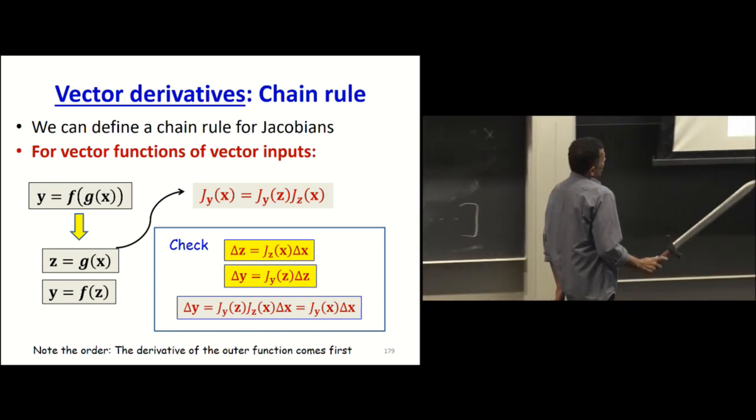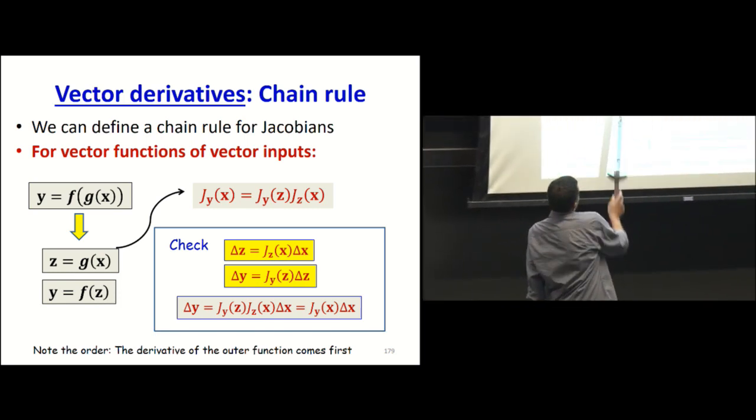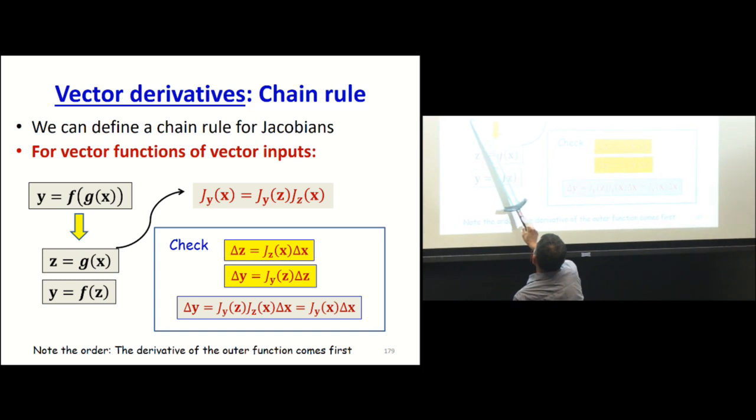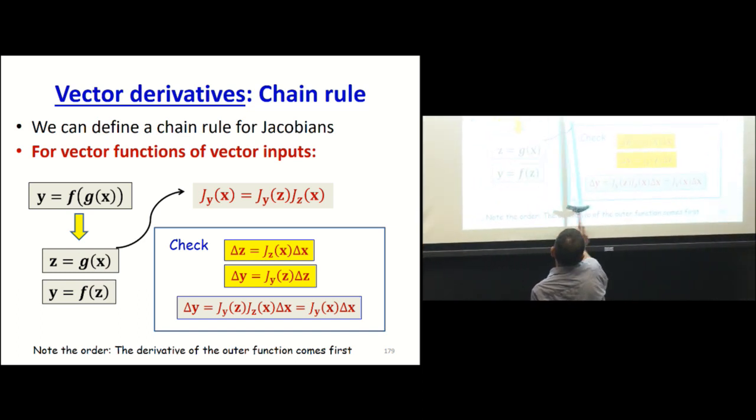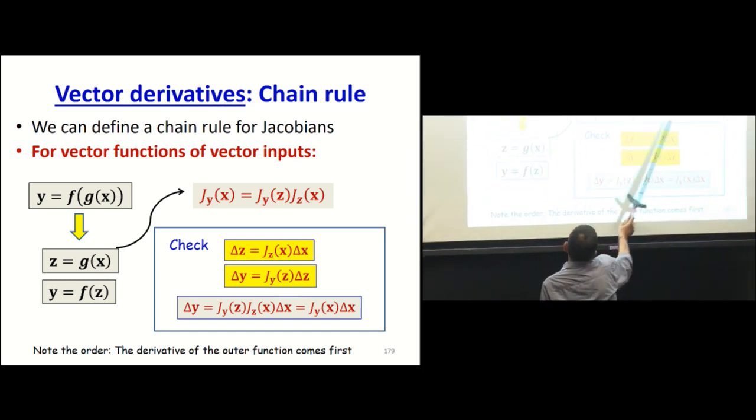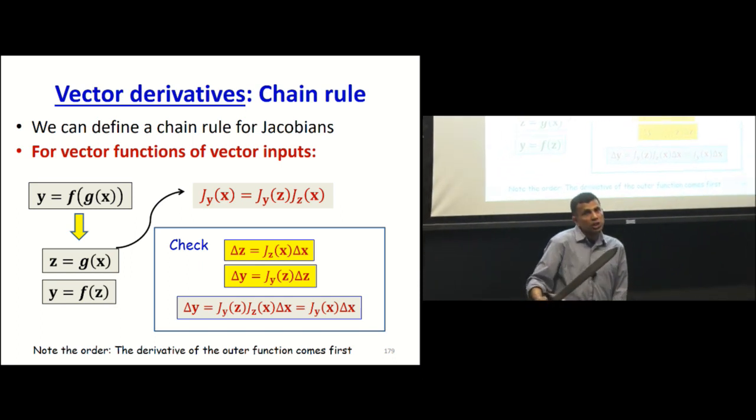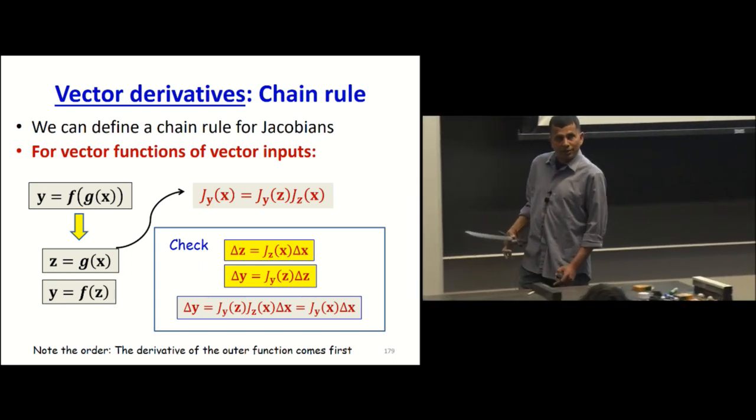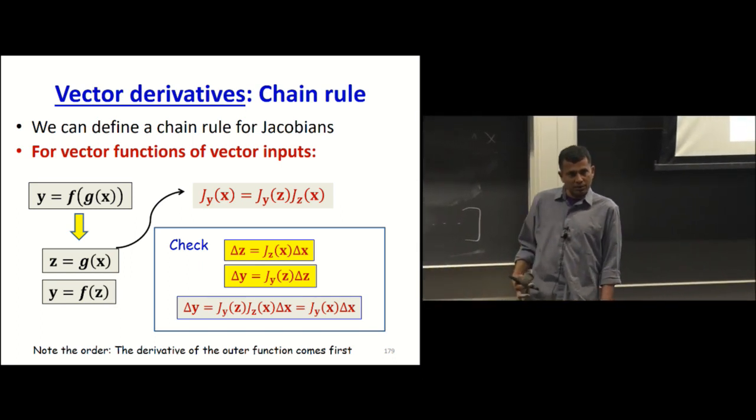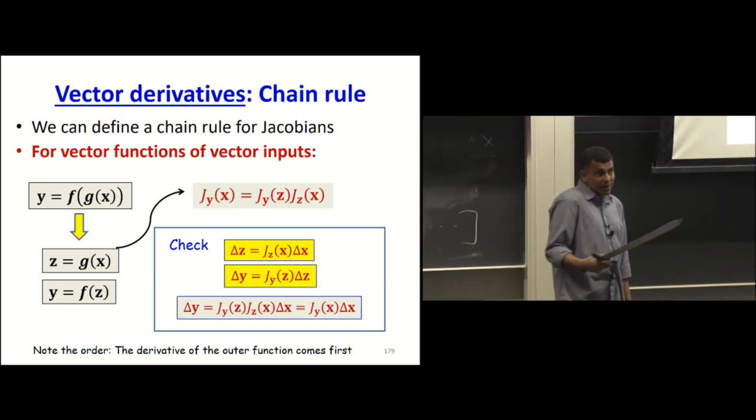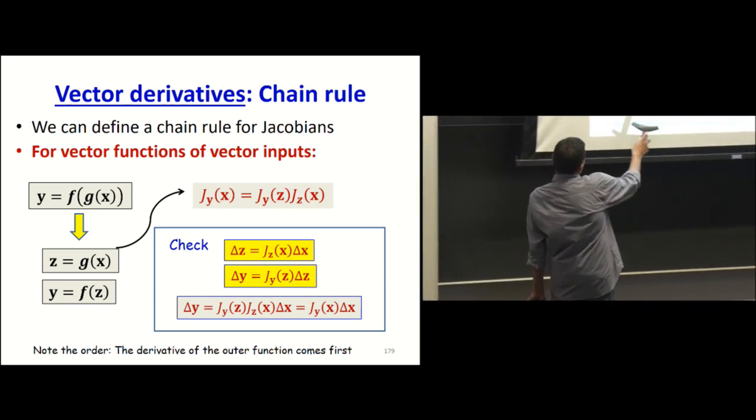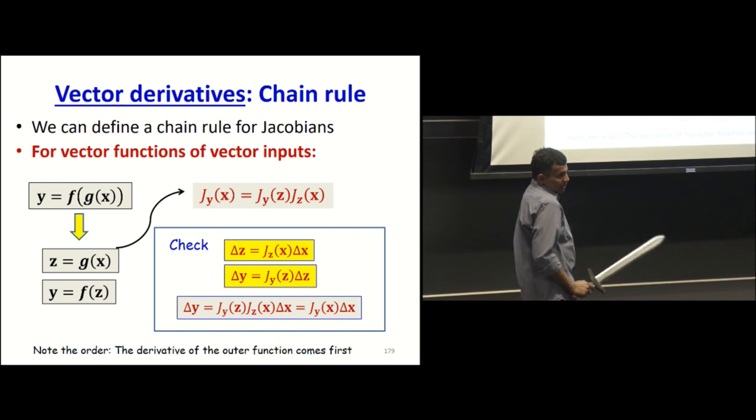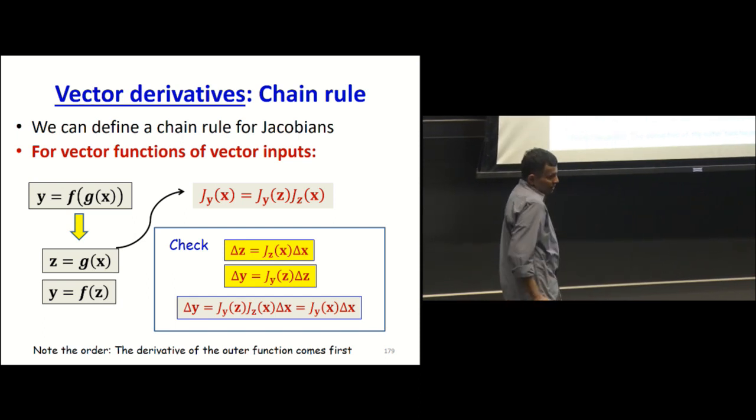So I'm going to claim that the Jacobian of y with respect to x is the Jacobian of y with respect to g times the Jacobian of g with respect to z. Basically, I'm using the same chain rule that I used earlier for scalars. And it's very easy to show that this is the case. I can just write z equals g of x. I can write y equals f of z, right?